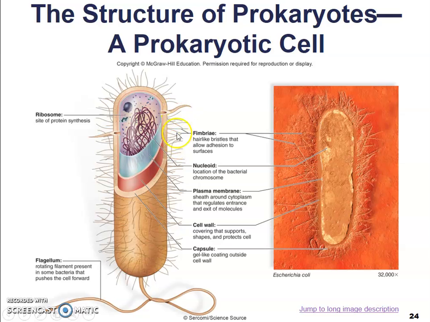We have fimbriae, which are hair-like bristles. The plasma membrane is this blue part right here. Directly outside that is the cell wall, which helps give it its shape. And then we have the capsule, which is a gel-like coating that gives it a little bit of extra protection. Over here on the right is an actual image of an E. coli bacteria. And down here at the bottom, we have a flagellum. The plural is flagella, and this is how the E. coli moves around.